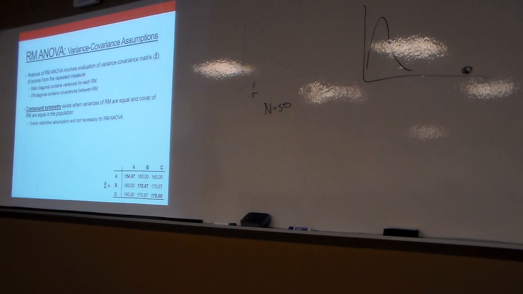Technically, the assumption is about your covariance, but covariance is just a measure of the extent to which A and B are related, or A and C are related, or B and C are related, right? So if we've got a matrix that is evidencing compound symmetry, we're saying that in the population, variances are all equal across assessment points, and basically all assessment points are related to all other assessment points in the same way. Okay?